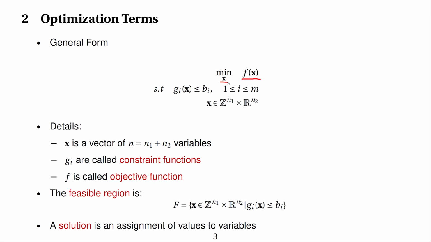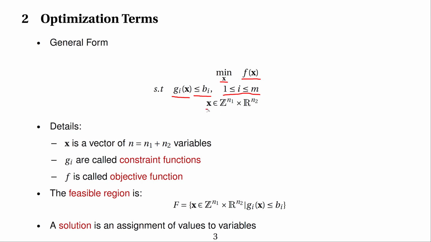There are a set of constraint functions gi. These constraint functions gi also take the variables x as input, and in this general form our constraints all have the form gi of x are smaller equal to some scalar bi. And as we see here, we have m such constraint functions. The function that we try to optimize, f of x, is also called the objective function.